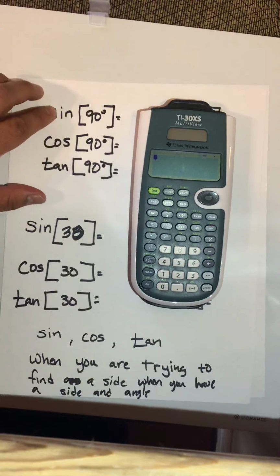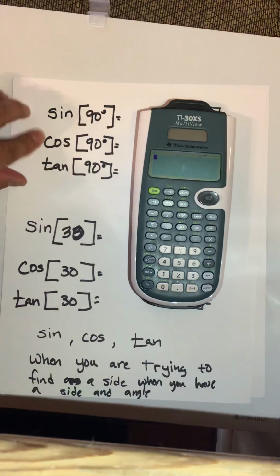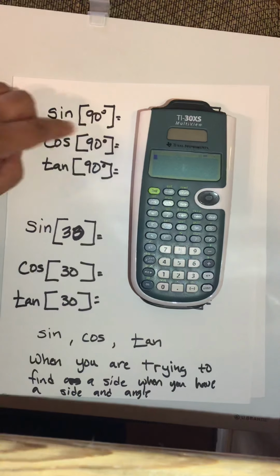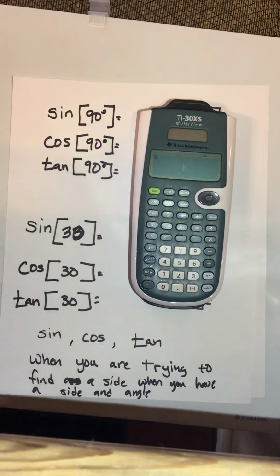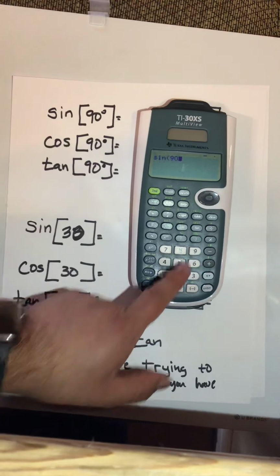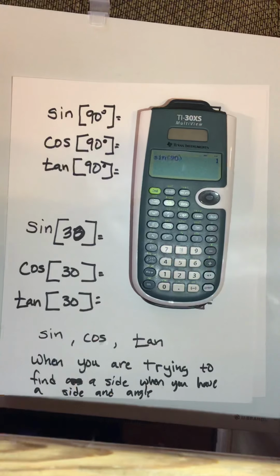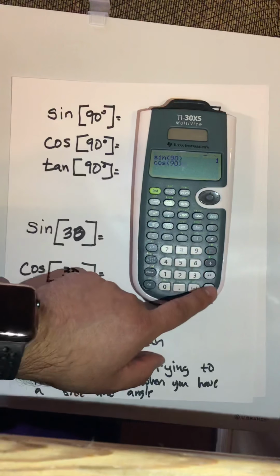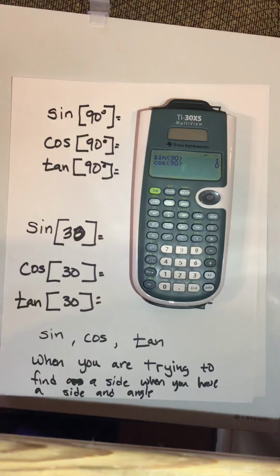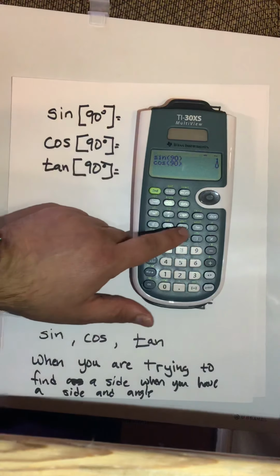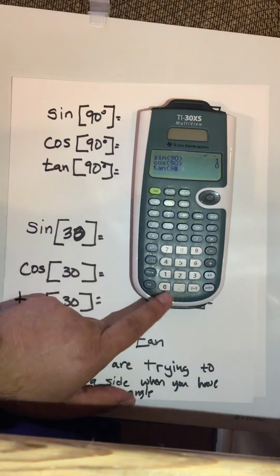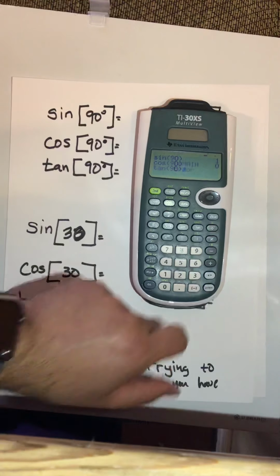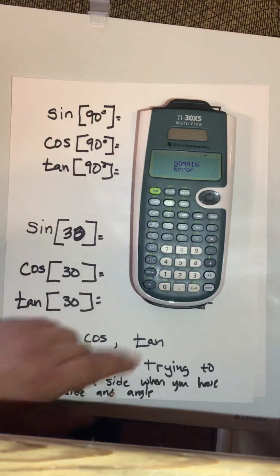So I'm going to get started right quick. I'm going to find the value of each of these: the sine of 90, cosine of 90, tangent of 90. Sine of 90 degrees, I get an answer of 1. Let's do the cosine of 90 degrees. I have an answer of 0. Now I'm going to do the tangent of 90 degrees, and this is a domain error.